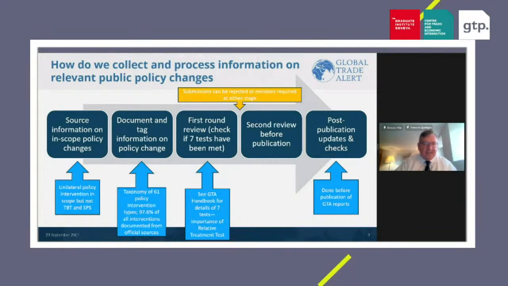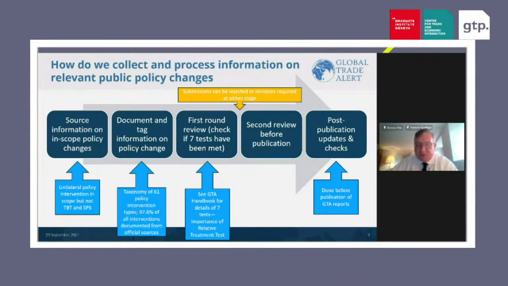Those leads are then investigated by humans, and if there is information that can be documented using official sources, we will then write up a submission to the database. And this takes us to the second stage in this chart. We then document and tag information on a public policy intervention. We have a taxonomy of 61 types of public policy intervention.